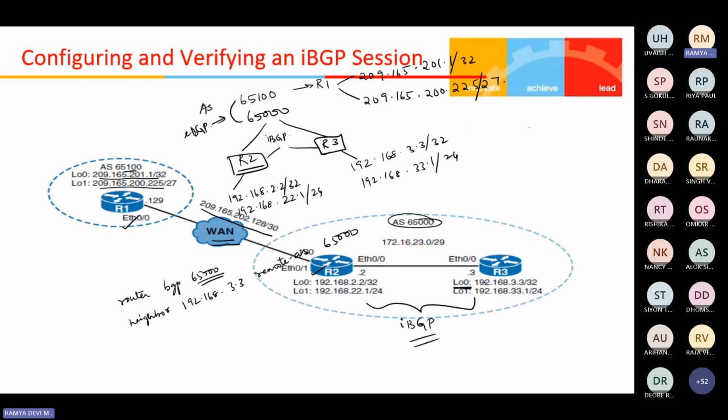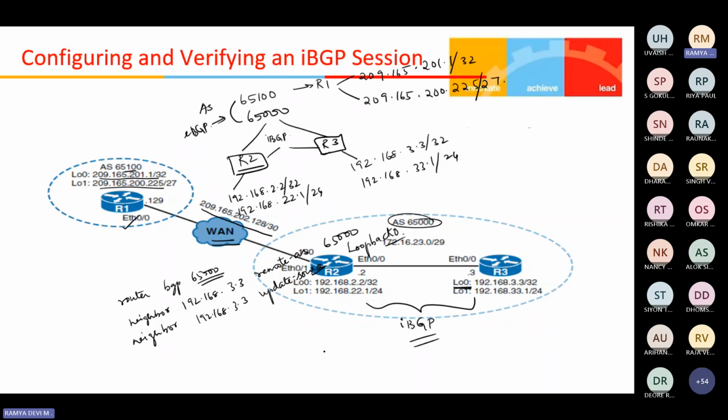To add another neighbor, we use the same neighbor command. Or, if I want to update the source, I can say neighbor 192.168.3.3 update-source loopback 0. This way also you can provide it.